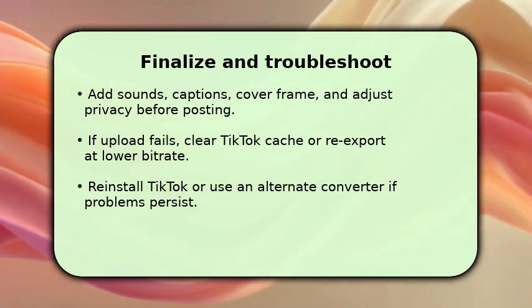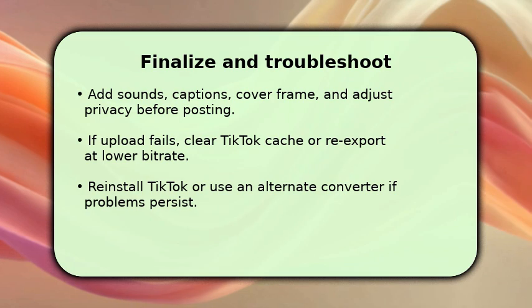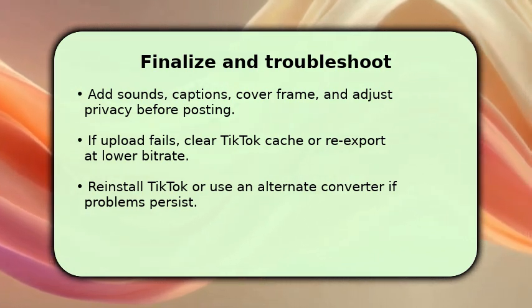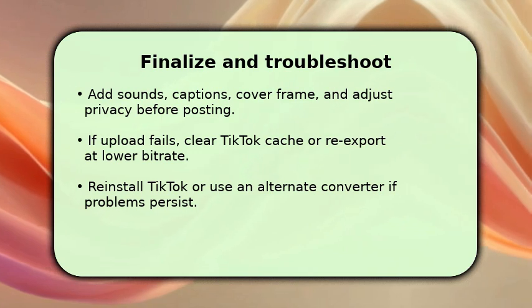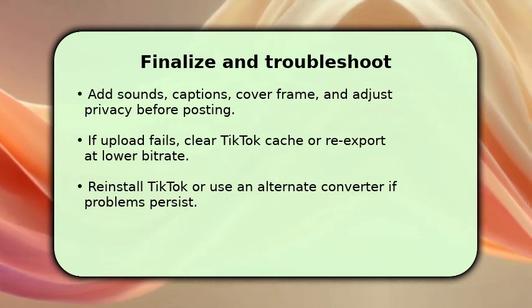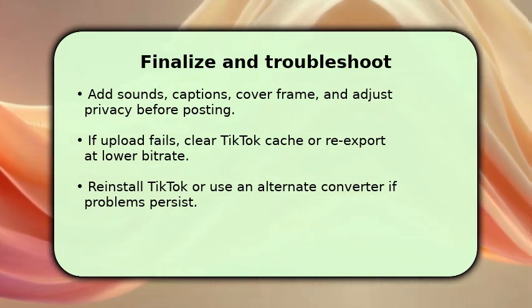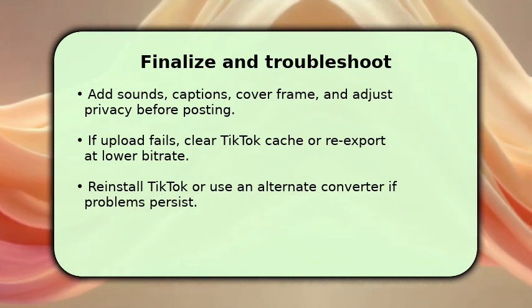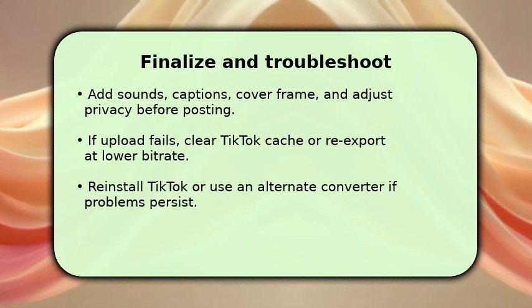If TikTok rejects the file or it looks glitchy, clear the app cache and try uploading again. Alternatively, re-export the video at a lower bitrate or different codec. If issues persist, reinstall TikTok or use a trusted third-party converter. Those steps resolve the rare stubborn incompatibilities.